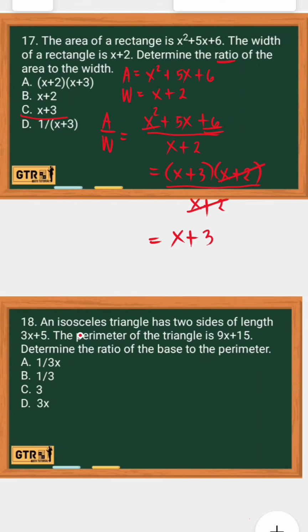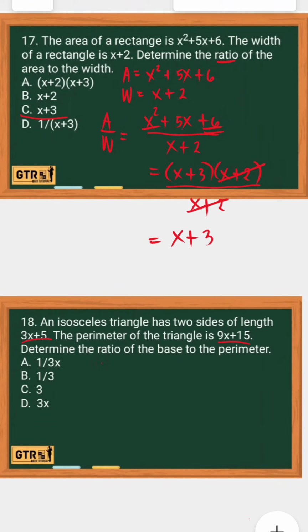So next, number 18. An isosceles triangle has two sides of length 3x plus 5. The perimeter of the triangle is 9x plus 15. Okay, so we have two sides, 3x plus 5. The congruent sides are the 3x plus 5. Determine the ratio of the base to the perimeter. So this is the congruent side, 3x plus 5. There are two 3x plus 5. Okay, so that is the congruent side.